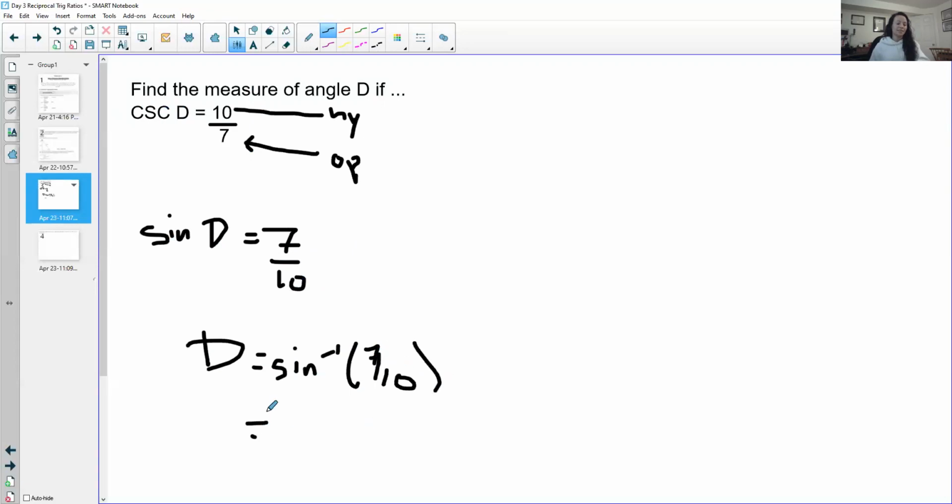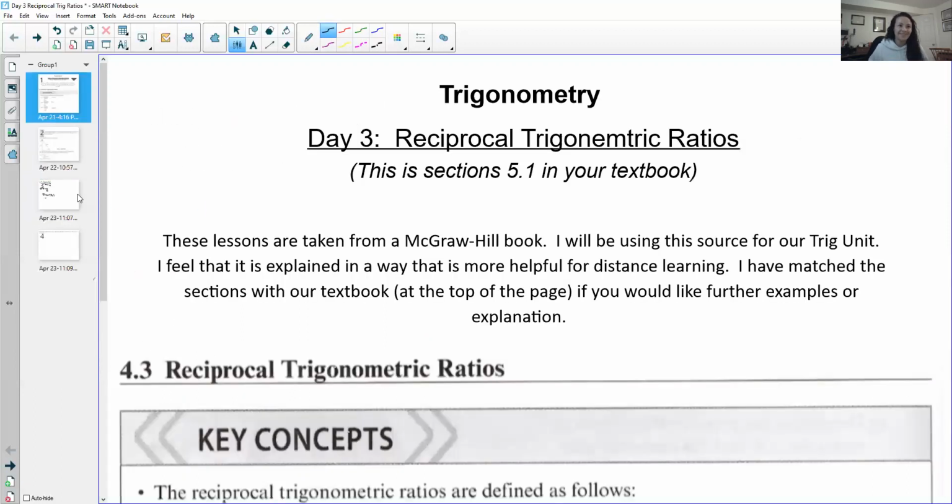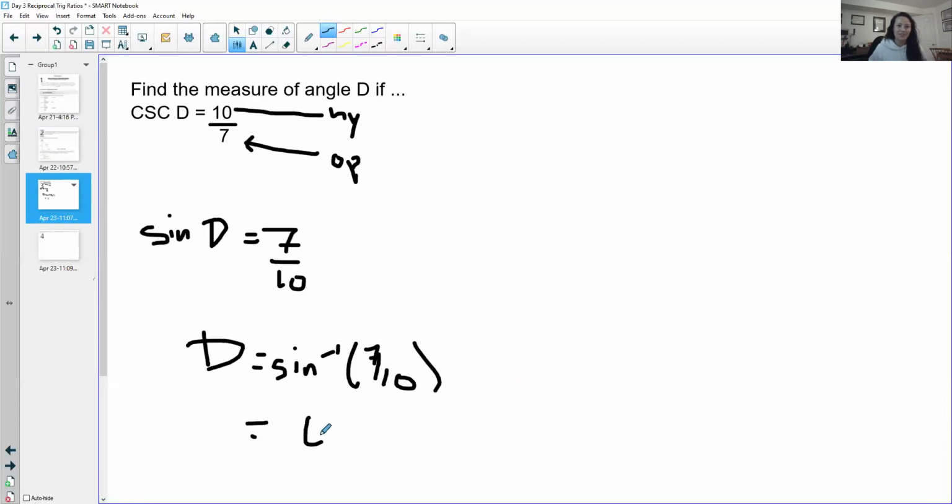Okay, so take a second, grab your calculator, plug it in, 7 divided by 10 for the inverse sine. Am I in degrees? Yes, and I got 44.4 degrees, okay? Yes, it's that simple, you did it, okay? Like I said, this one's pretty straightforward.